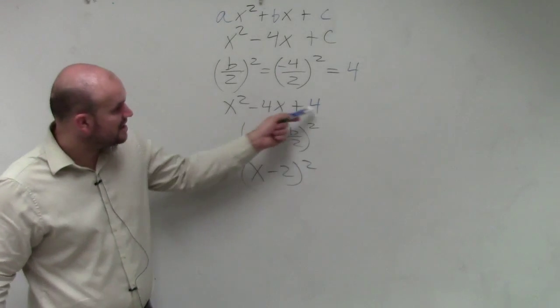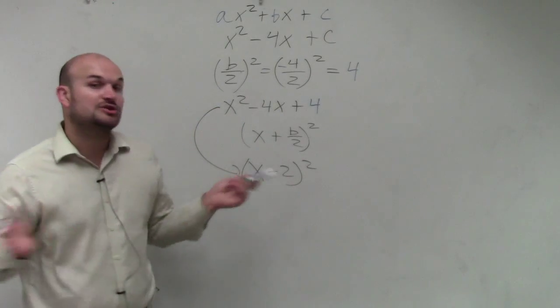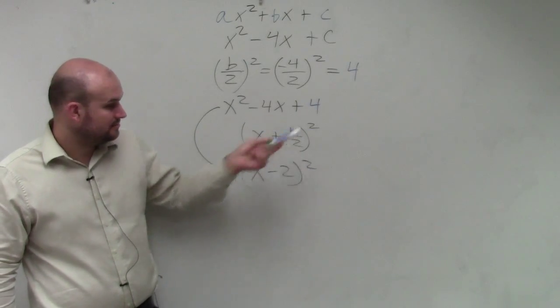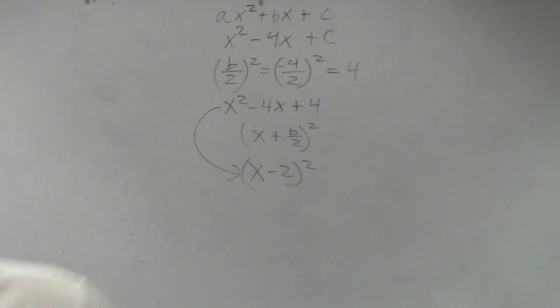So I want you to tell me what the value 4 is, and then I want you to write it in factored form, which all you need to know for factored form is (x plus b divided by 2) squared. That is it. OK? Which we talked about. We did talk about that.